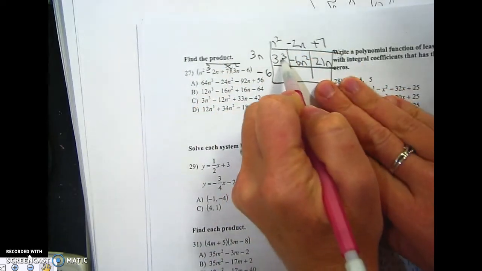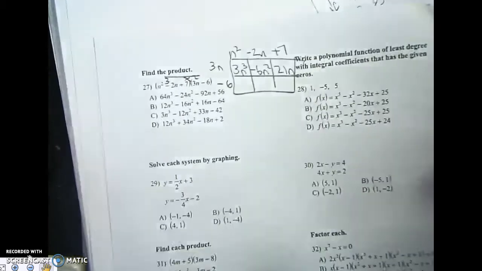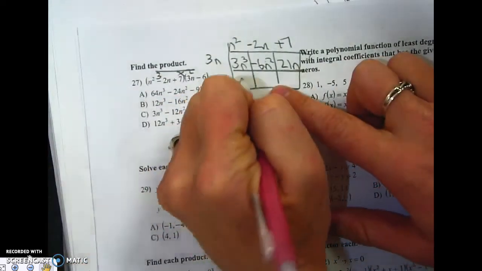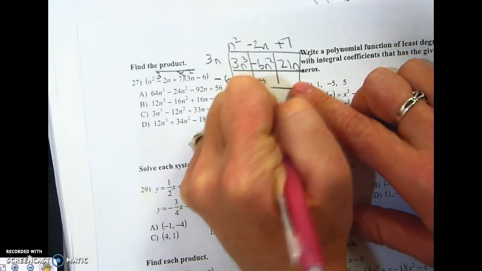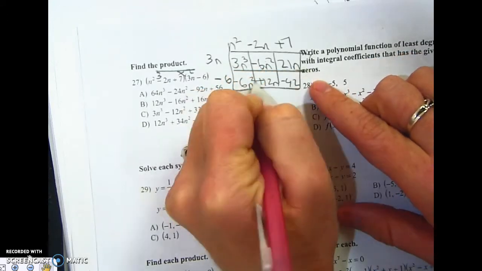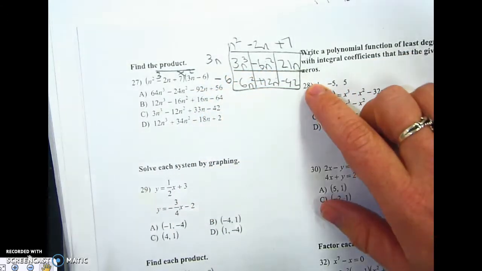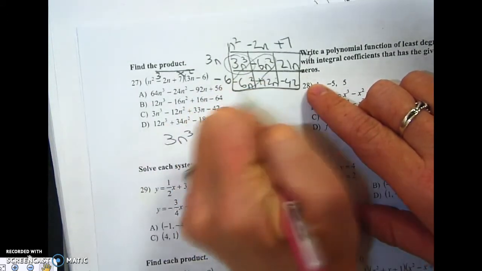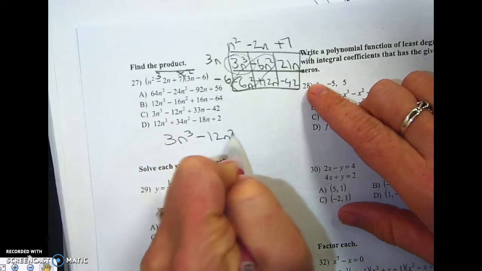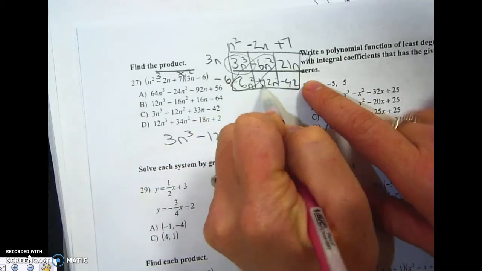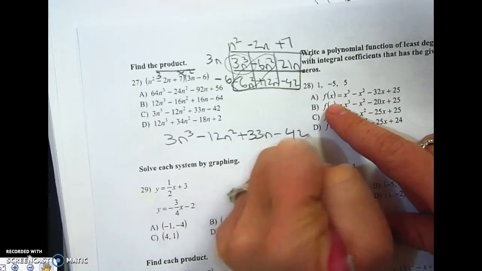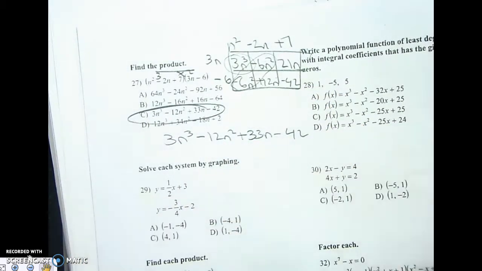And what I notice is there's a pattern. Let me zoom that in a little bit. 3, 2, 1, when we're dealing with the exponents. 2, 1, nothing. Now, bring down the 3n cubed. Negative 6 and negative 6 is negative 12n squared. And then positive 12 and positive 21 is 33n. And then minus 42. Boom, it's C.